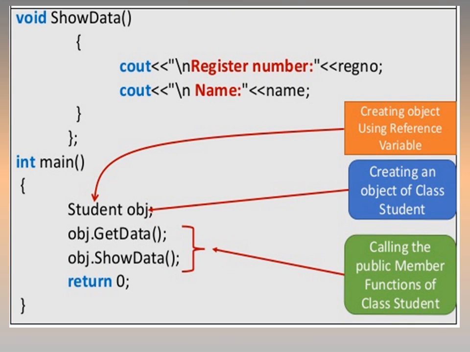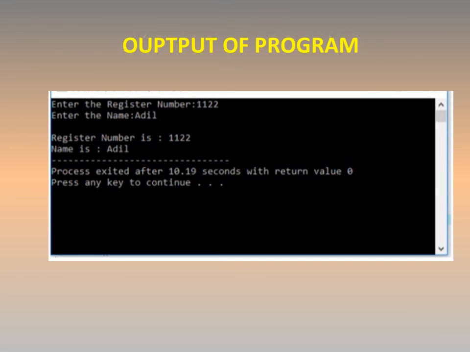So this is about the class student. We'll get the output as: enter the register number 1122, enter the name Adil. So the register number is 1122 and the name is Adil. So we are printing that number and the name, and this is the way we can declare the private members and the public members, and in the main function how we can access that data.